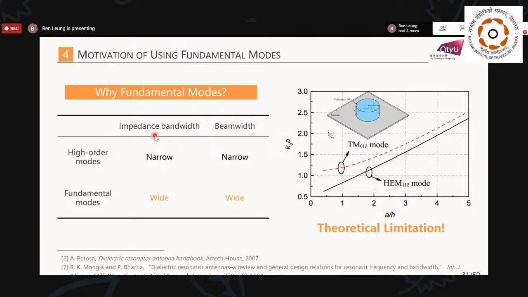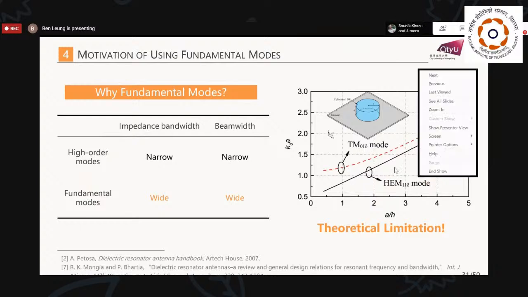Now, for impedance bandwidth, the fundamental mode has a wider bandwidth. It's because for high order mode, the Q factor is higher, and therefore the bandwidth is narrower. And for beam width, as I said several times, high order modes have a narrower beam width. Okay, now we use two fundamental modes. One fundamental mode is the TM mode. The second fundamental mode is from the HEM mode family.